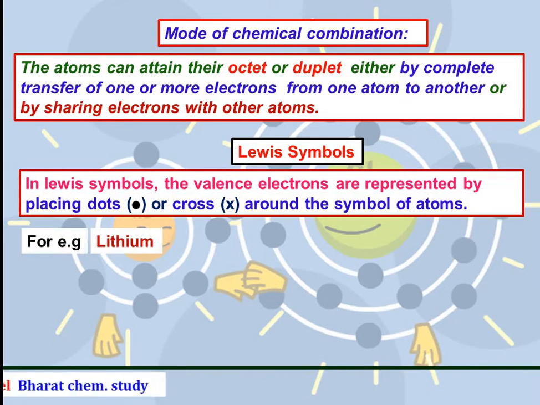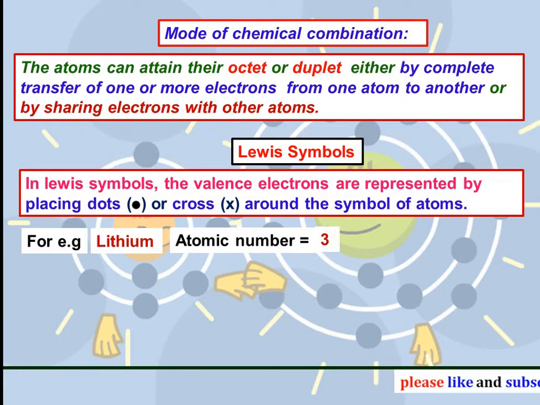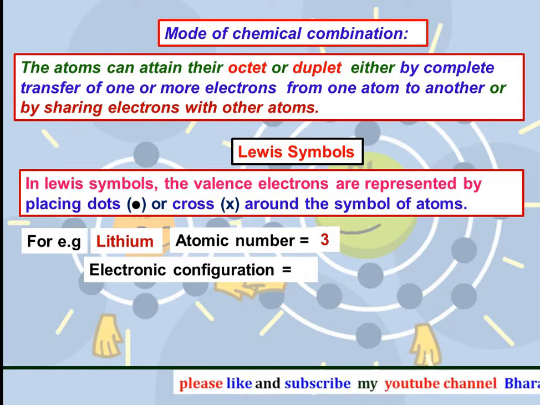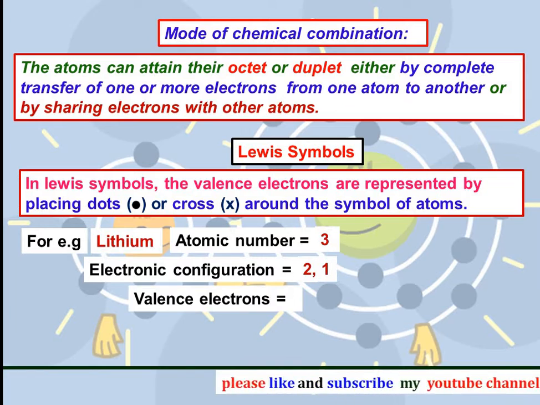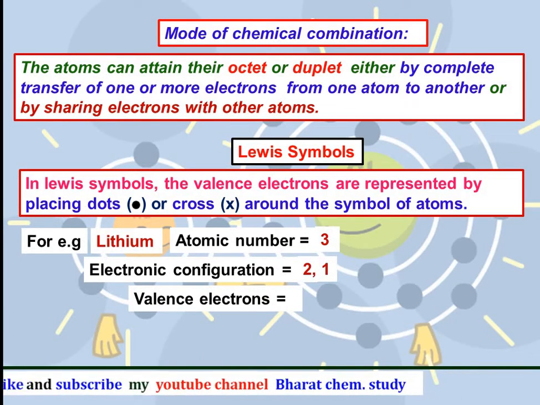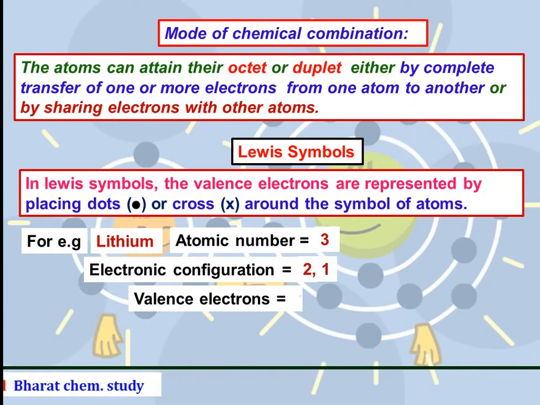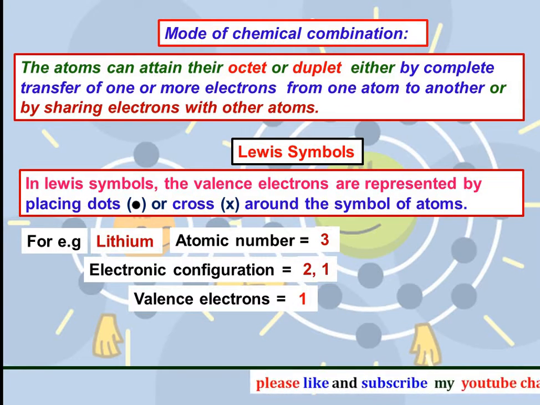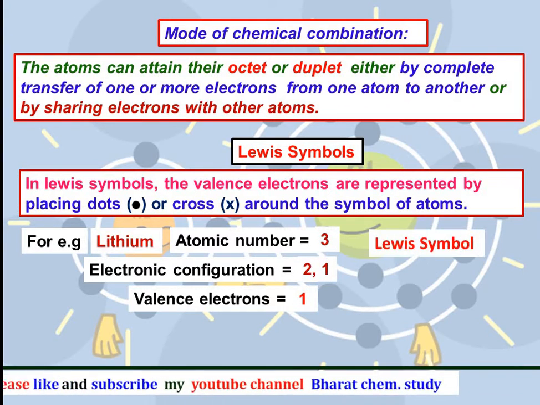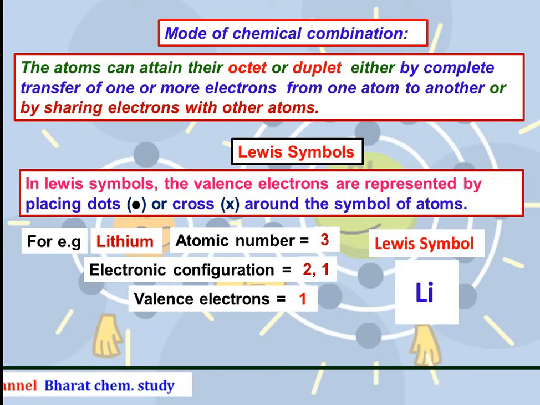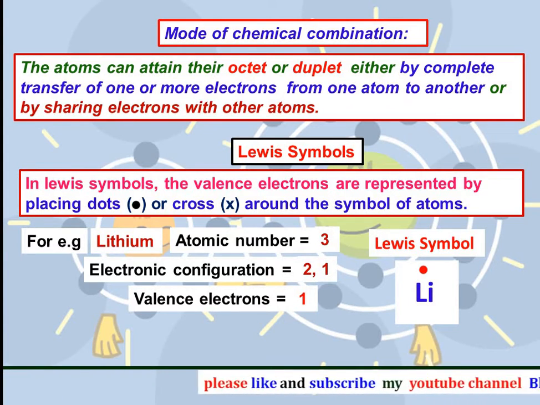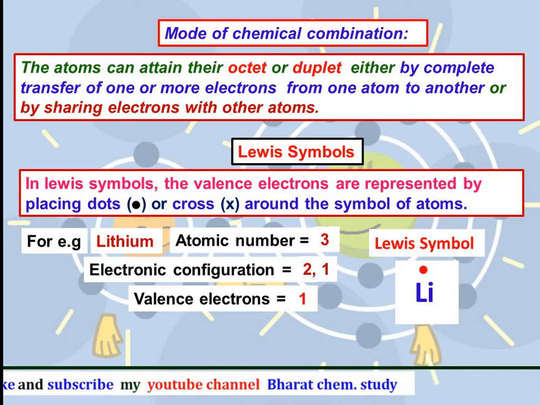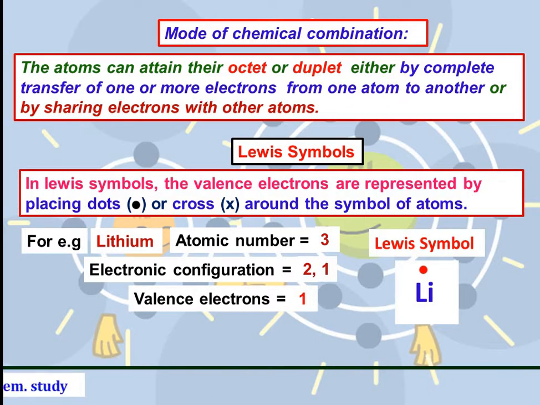For example, lithium, atomic number 3, electronic configuration 2, 1, and in lithium the valence electron, that is the electron in the last shell, is 1. To represent the Lewis symbol of lithium, first we write the symbol of lithium and then we represent the one valence electron by a dot or by a cross. Here in this video I am representing the one valence electron by a dot.